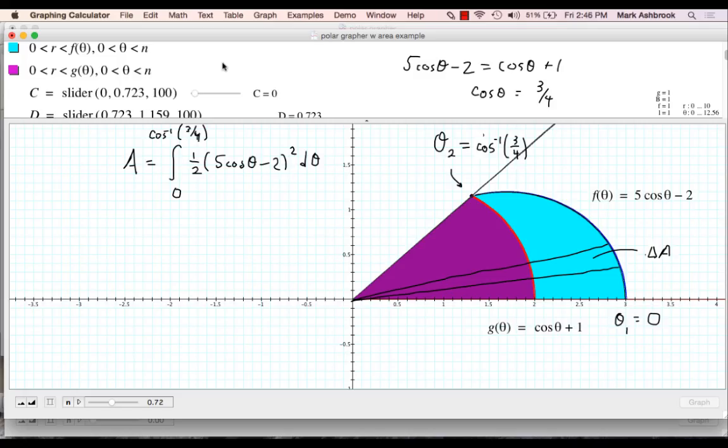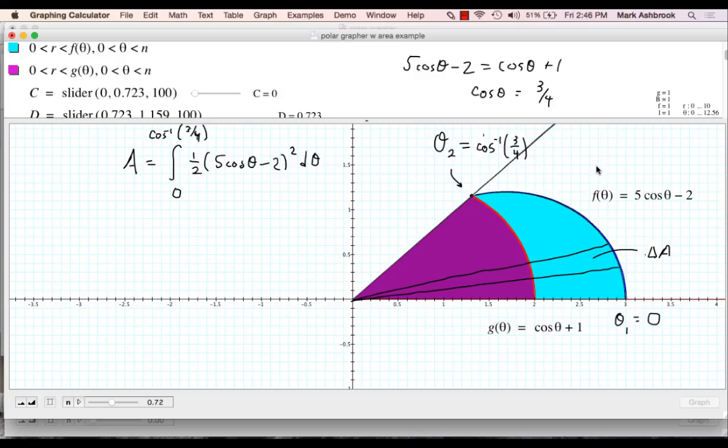Okay, now I want the turquoise region. Turquoise only. How am I going to get that area? So what will that be? Same thing, but? So it's the exact same thing, but g of theta? But I want the turquoise. I still want the turquoise.